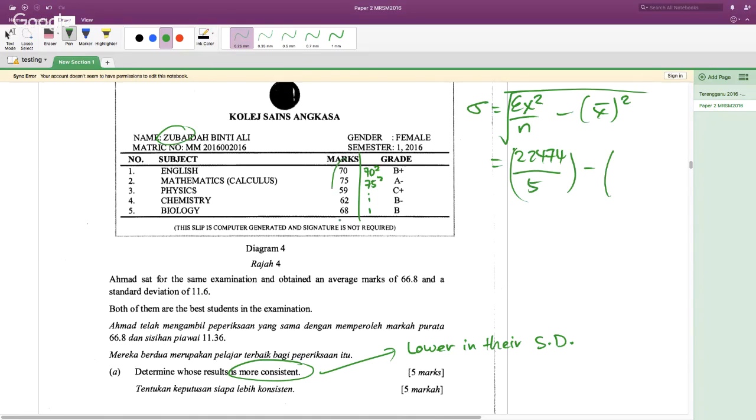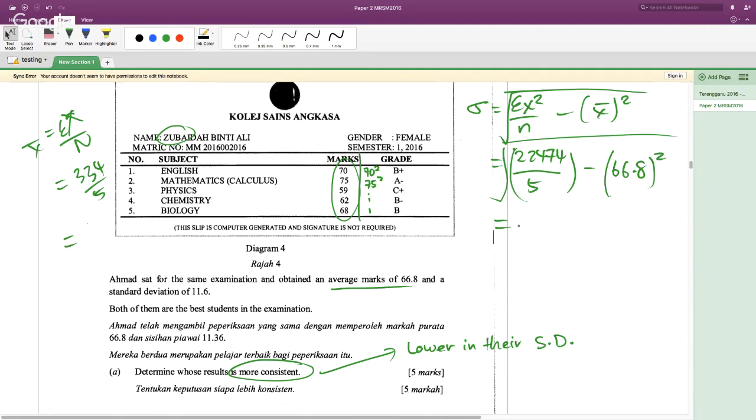Mean, you know, is all added together divided by 2. Mean is also the average mark, okay? So my mean equals the sum of x over n. So the sum of x means adding everything together: 7 plus 75 plus 59 plus 62 plus 68. So 334 divided by 5. All right, this is my mean. So I have 66.8. Then I square root it, okay, then I can get my final answer.